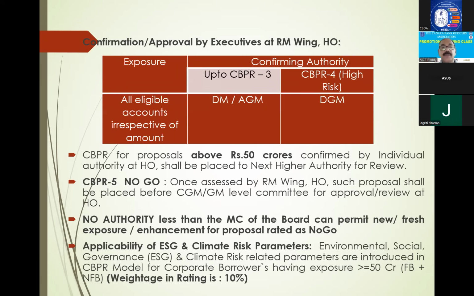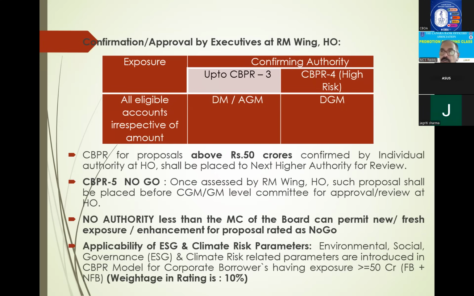Right? CBPR for proposals above 50 crores confirmed by individual authority at HO shall be placed to next higher authority for review. Above 50 crores, it will be next higher authority for review, it will go. Now it comes CBR 5, no go. Once assessed by RM wing, because they will approve it, such proposal shall be placed before CGM or GM level committee for approval review of HO.